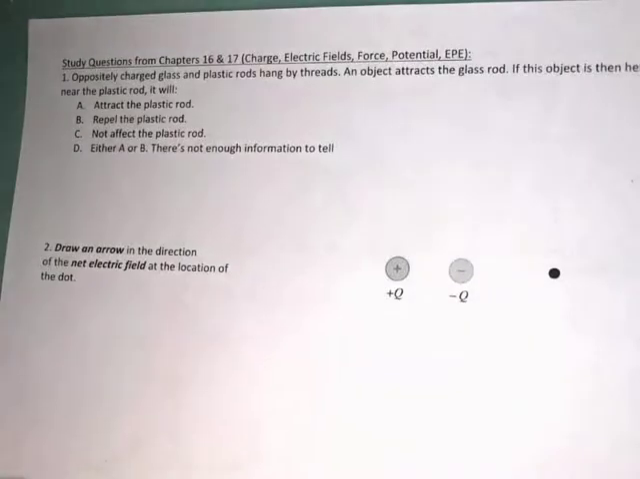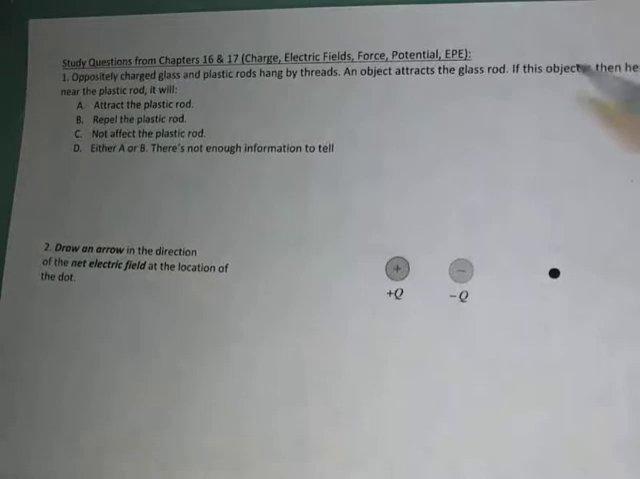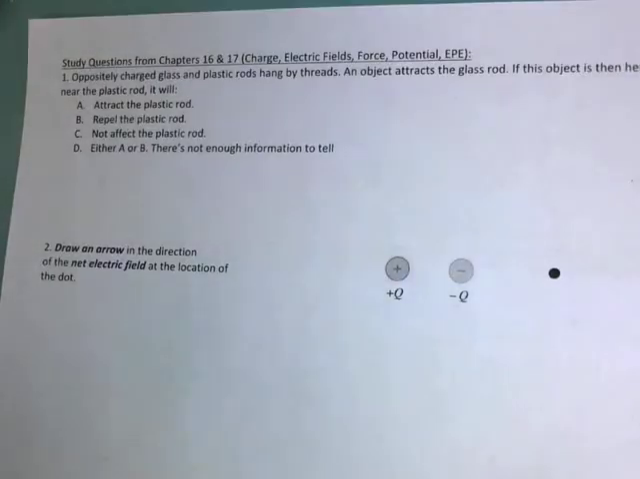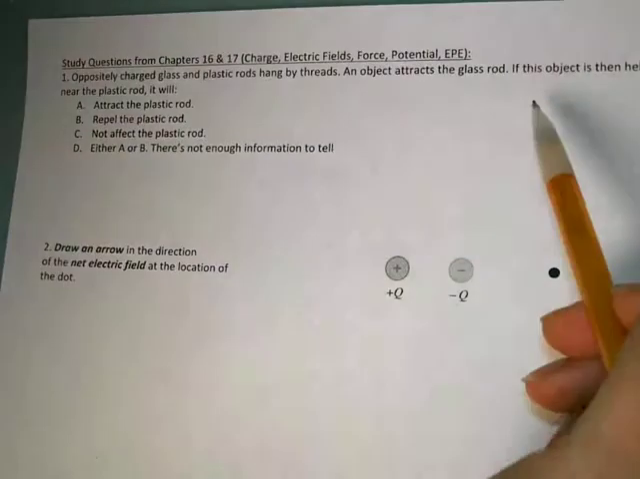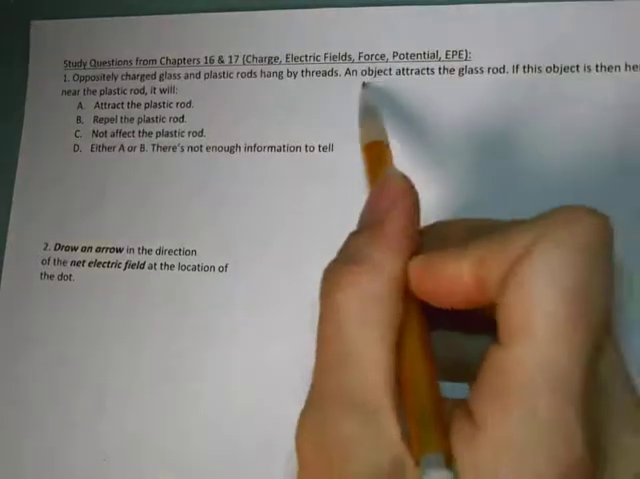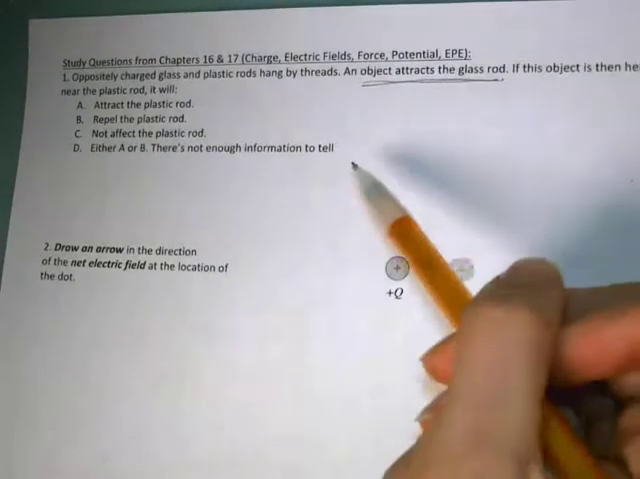All right, so let's talk about these review solutions. The first question is we have oppositely charged glass and plastic rods hanging by threads. An object attracts the glass rod, and then if this object is held near the plastic rod, it will... So there's two things that could be going on here. The object attracts the glass rod.